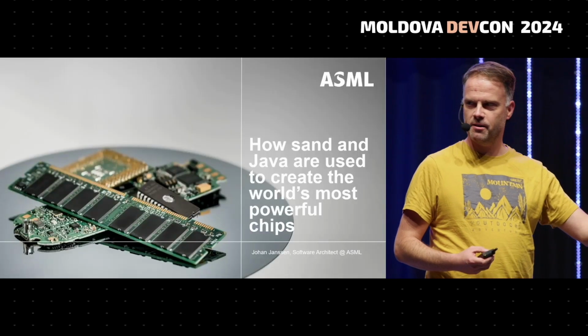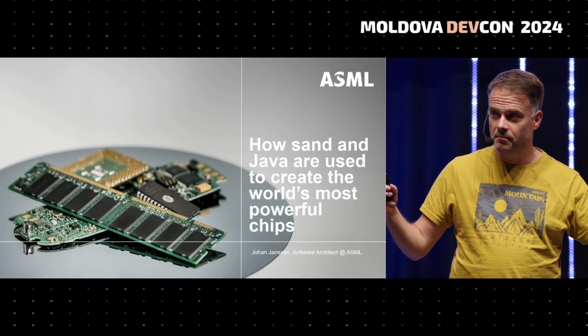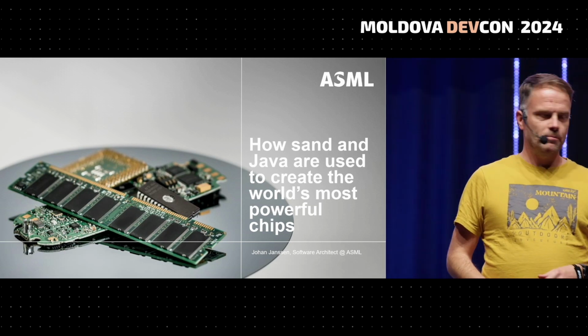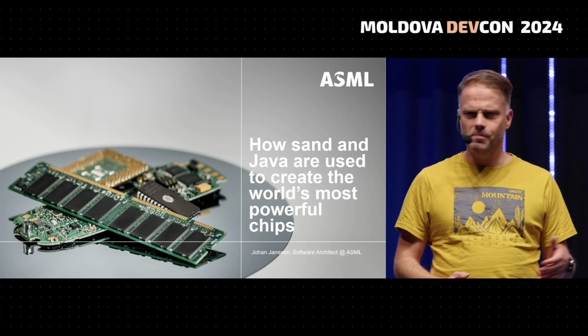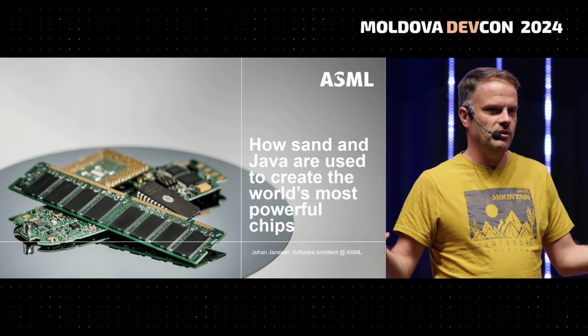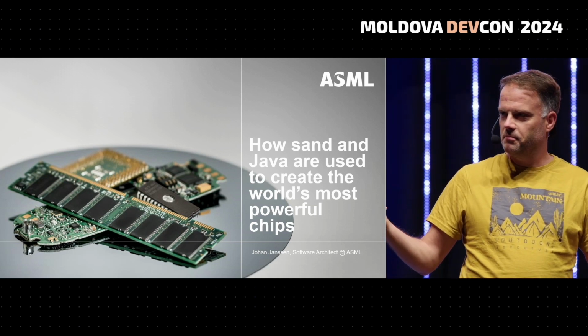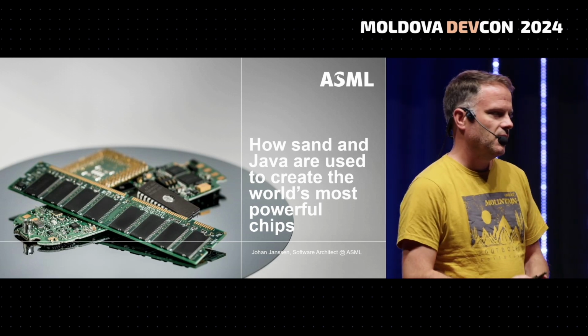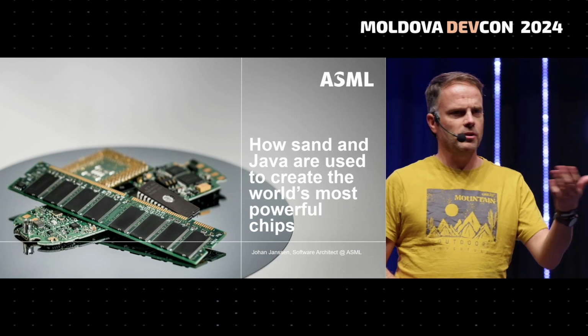This one. Does anyone have an idea what's pictured on this screen, on the photo? RAM, I hear. ROM, SSD, I hear something. Processor. It's basically all kinds of chips, right? So who here doesn't have a laptop or a smartphone? That's a trick question, of course, right? Everyone has one. Chips are in these devices, but also in a lot of other devices.